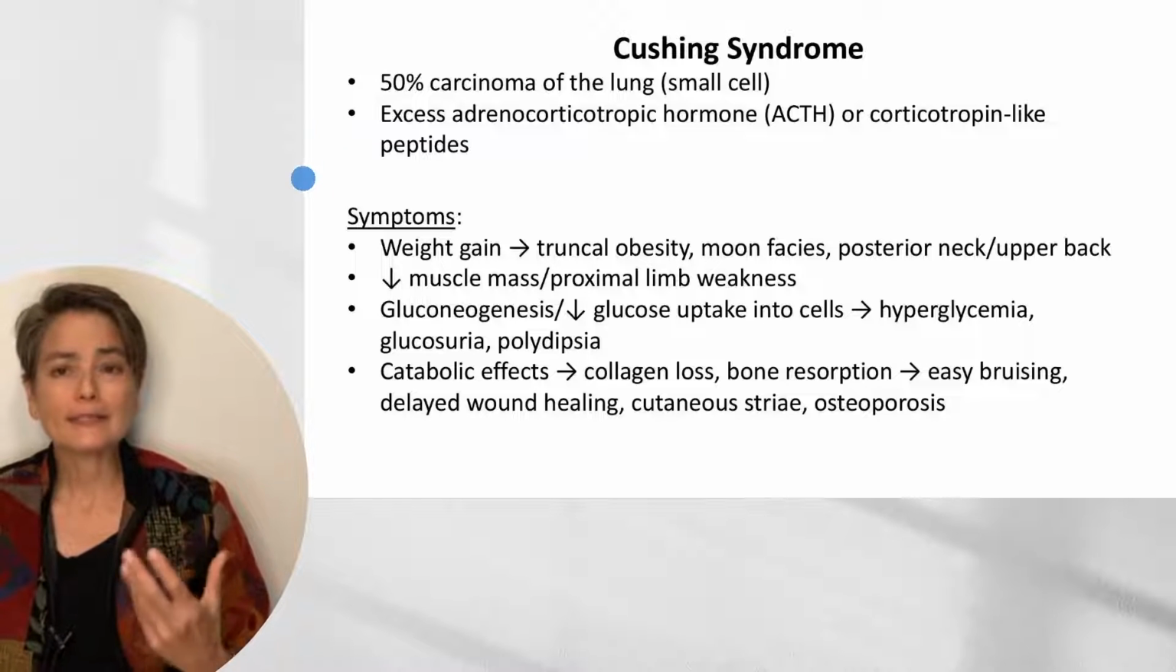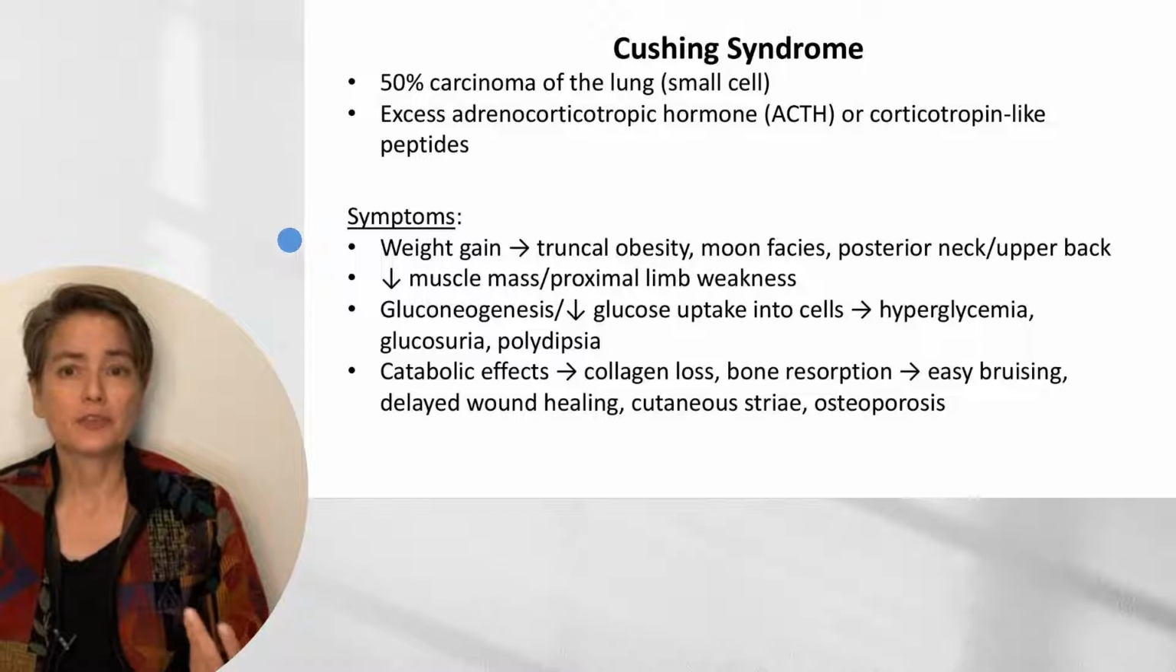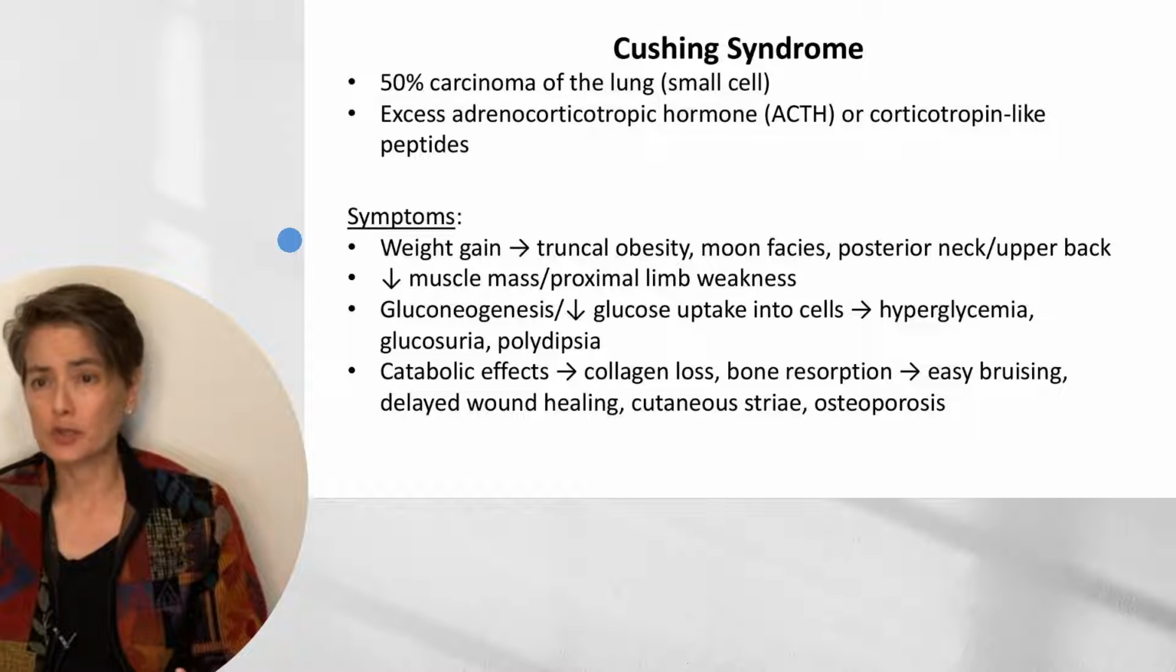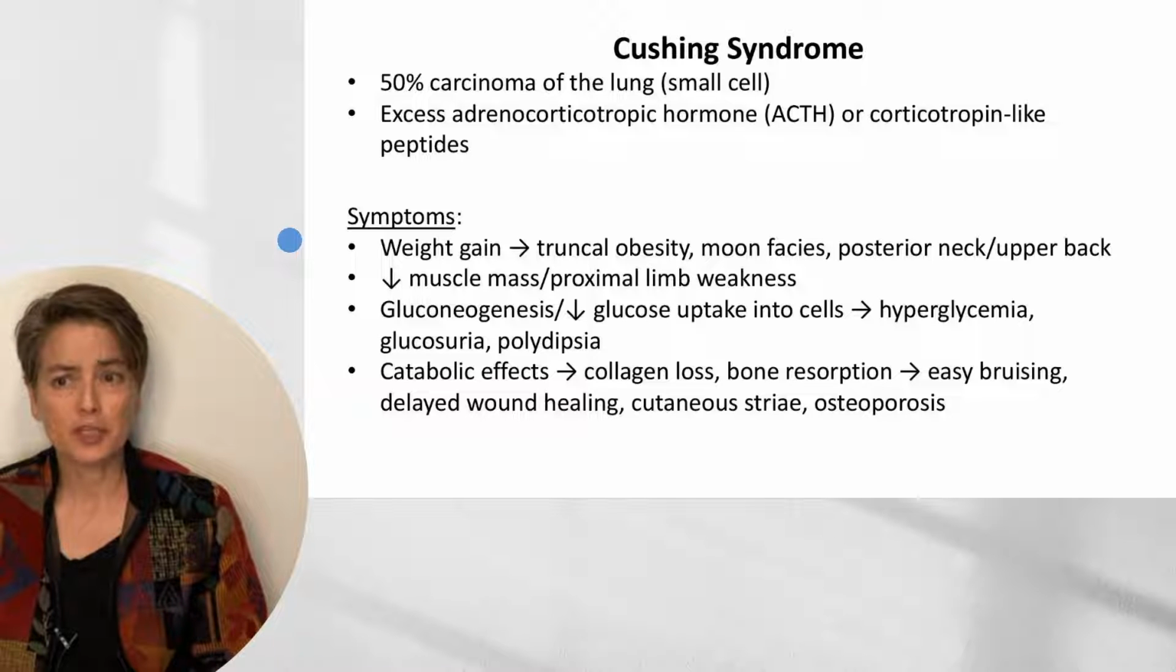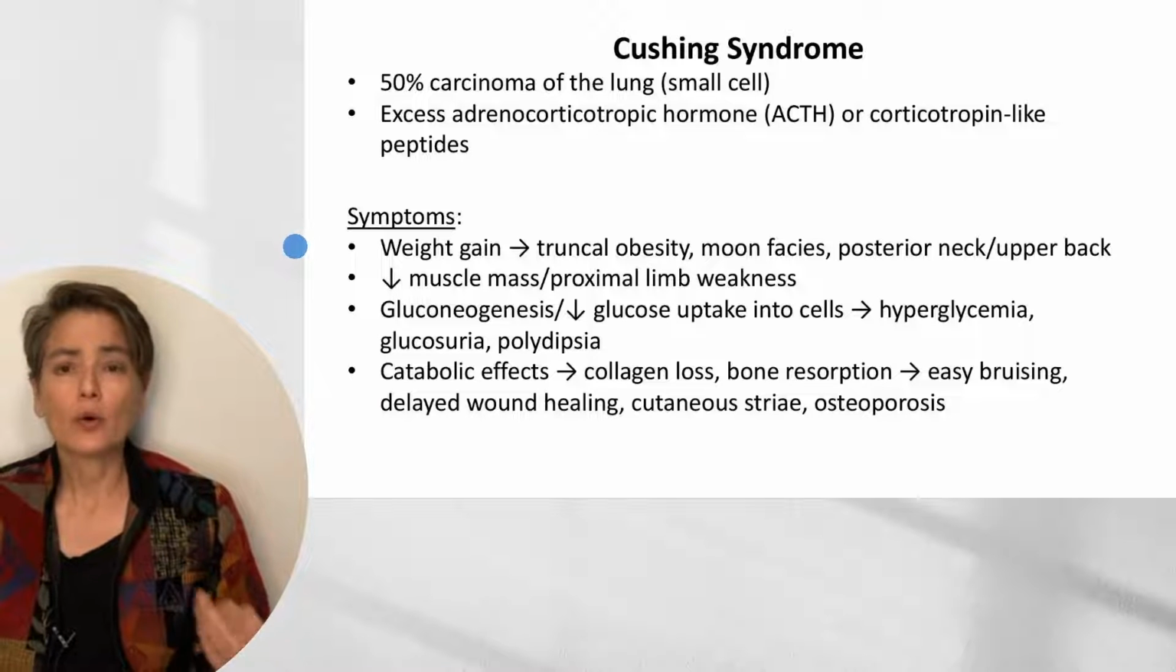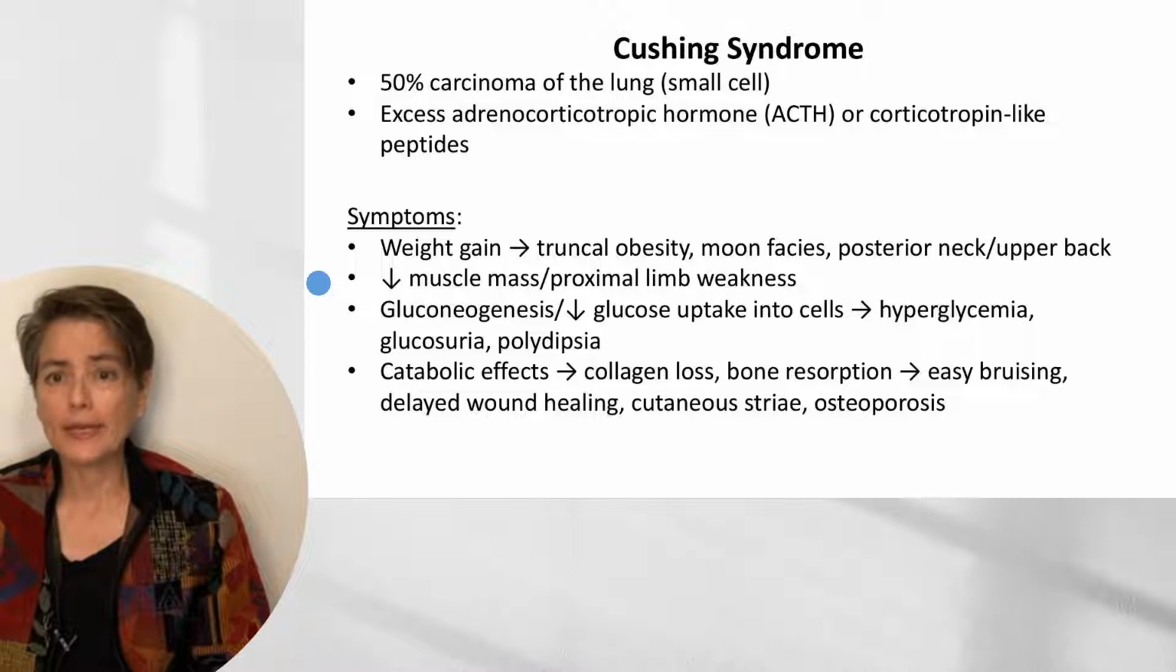So what you might see in a patient is they can present with weight gain, which is characterized by truncal obesity, what we call moon facies, as well as fat deposition of the posterior neck and upper back. And I'm going to show you an image of this on the next slide. Patients may present with weakness, proximal limb weakness, or symptoms related to diabetes, because ACTH will increase gluconeogenesis and decrease glucose uptake into cells, leading to hyperglycemia, glucosuria, and polydipsia.